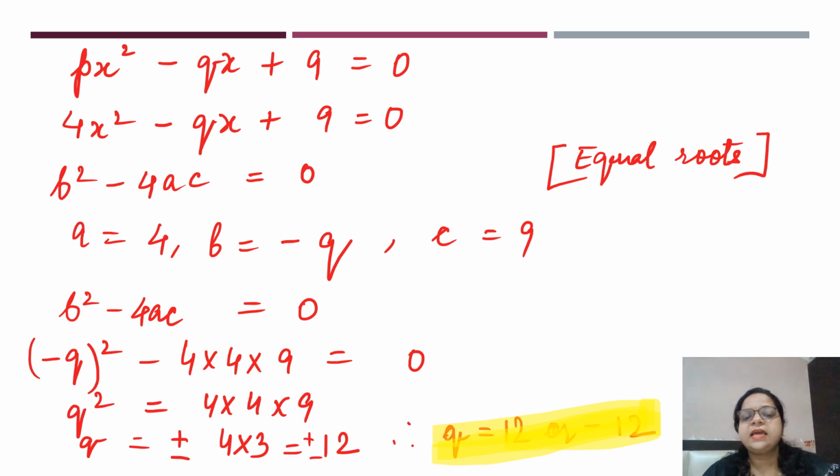You can see that there are two 4s and two 3s in the expression, 4 × 4 × 3 × 3. So we can take 4 × 3 as the square root, and we find that ±12 is the answer. Therefore, the value of q is equal to +12 or −12.